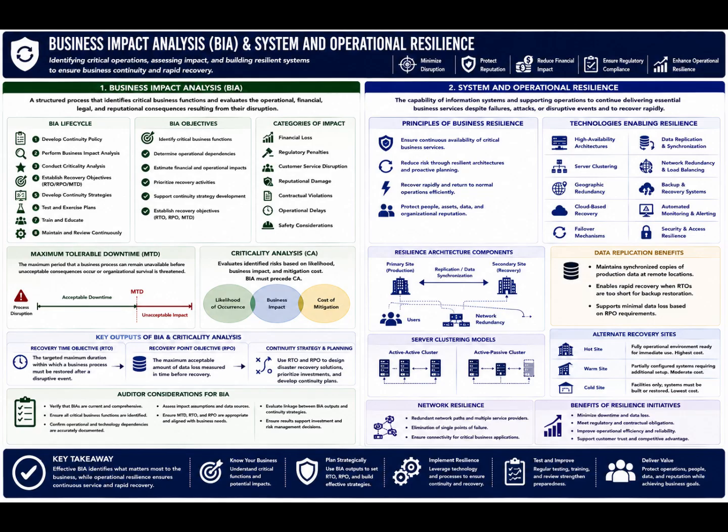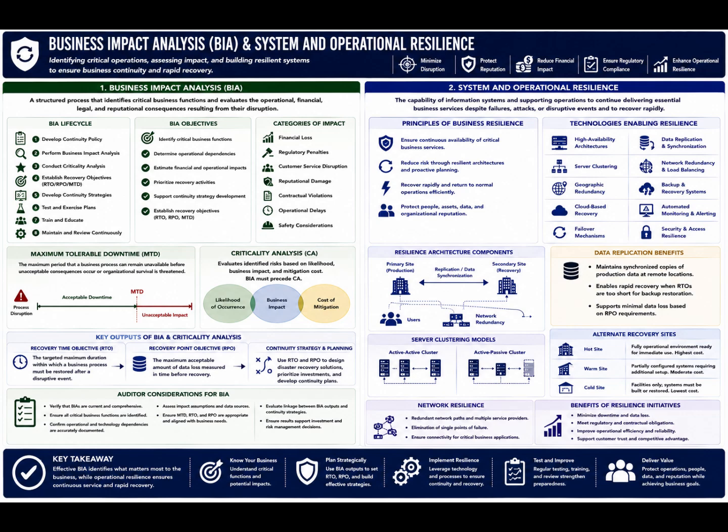The primary objectives of a BIA include identifying critical business functions, determining operational dependencies, estimating financial and operational impacts, prioritizing recovery activities, supporting continuity strategy development, and establishing recovery objectives. A comprehensive BIA evaluates multiple categories of impact, including financial loss, regulatory penalties, customer service disruption, reputational damage, contractual violations, operational delays, and safety considerations.